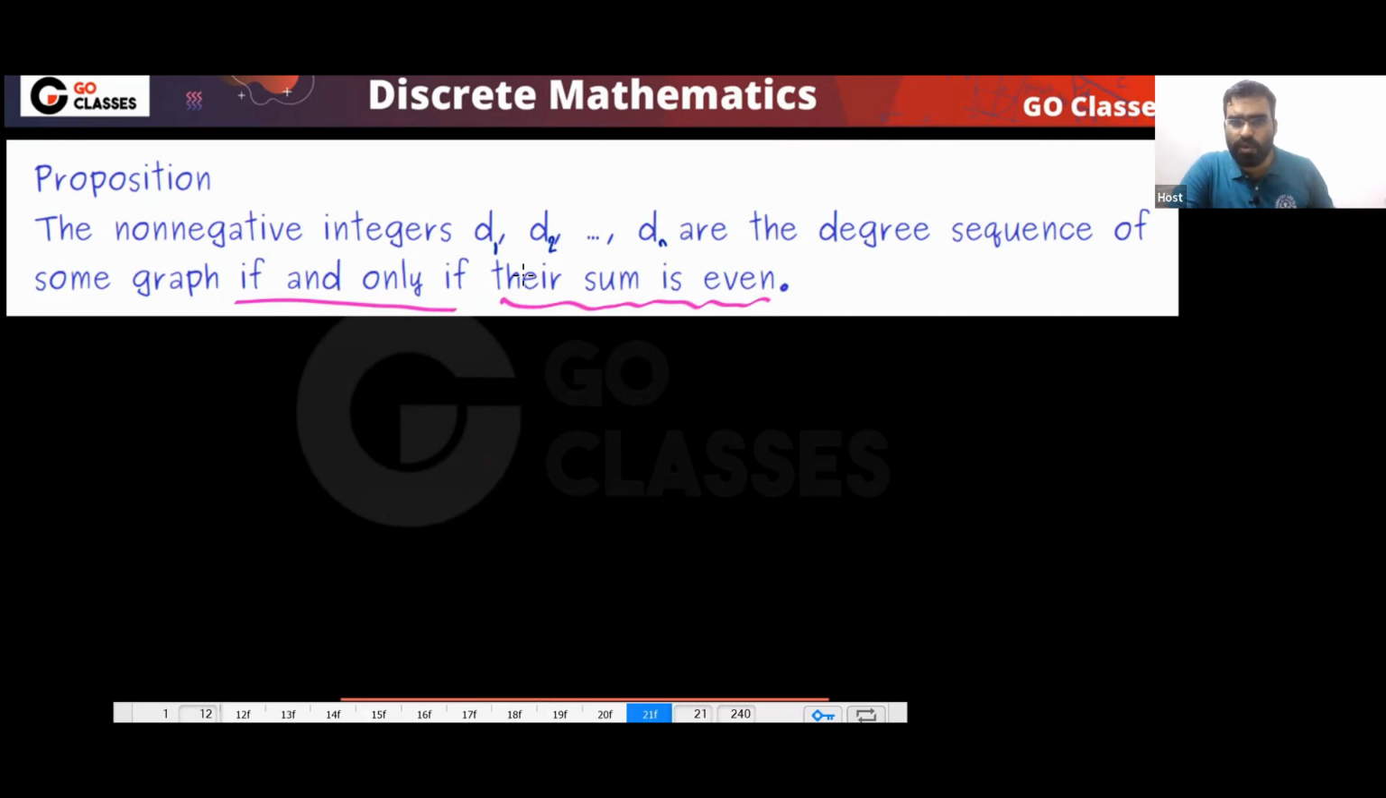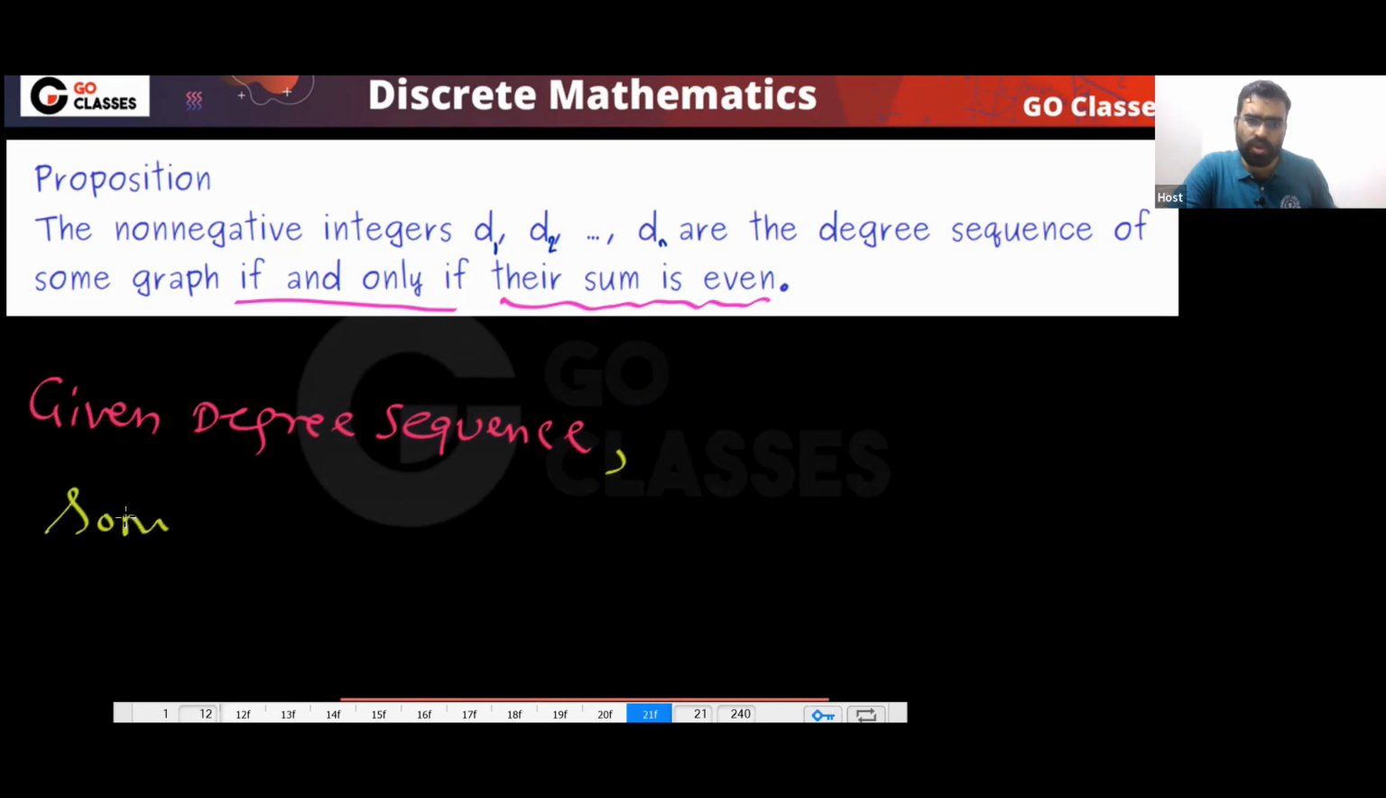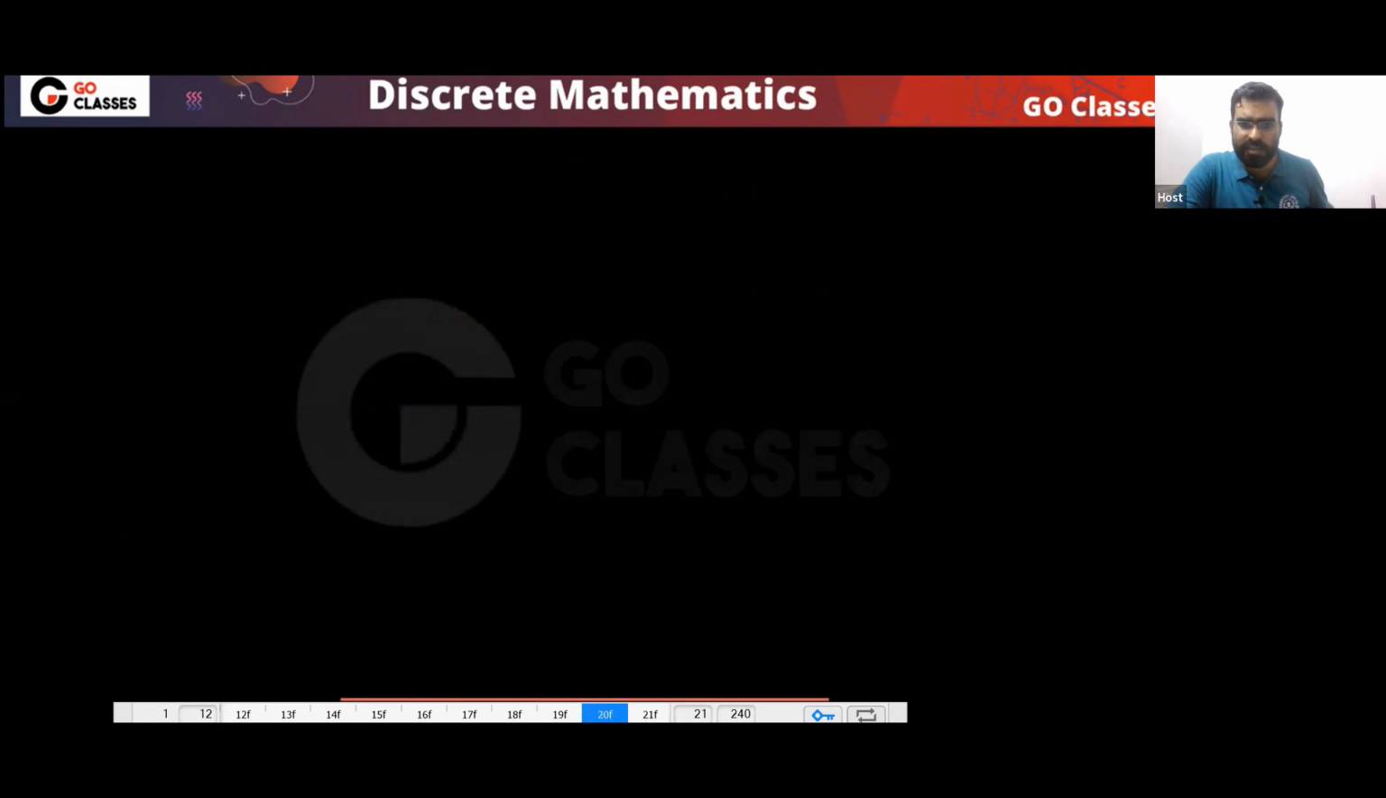It means you just calculate the total degree, and if the total degree is even, then you can say that yes, a pseudograph exists. So this is the condition for a pseudograph. Given a degree sequence, very simple: some degree sequence is given to you, and for that degree sequence, some pseudograph exists.